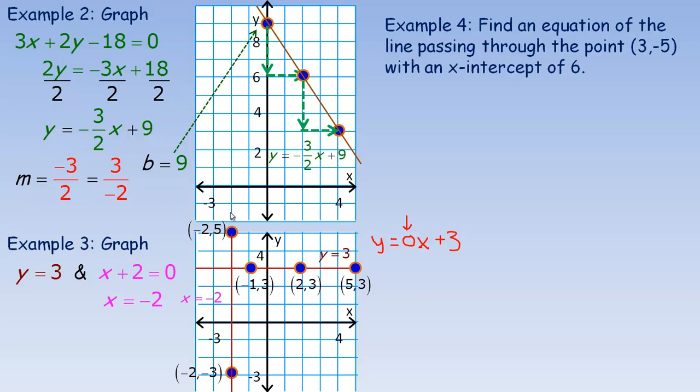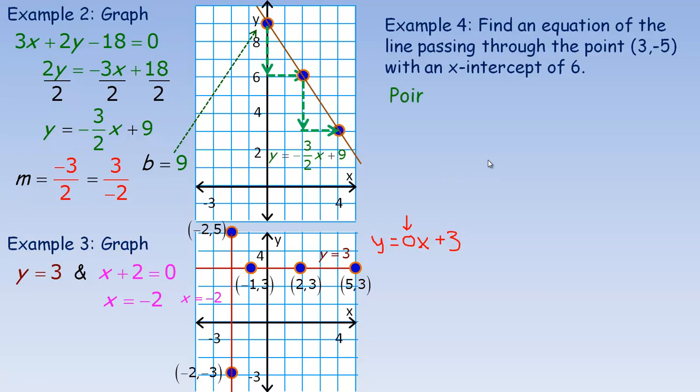So x equals a number is a vertical line through -2 on the x-axis. That's the only kind of line that can't be written in y equals mx plus b form because there is no y to solve for. So you have to just remember that it's a vertical line through -2 on the x-axis.